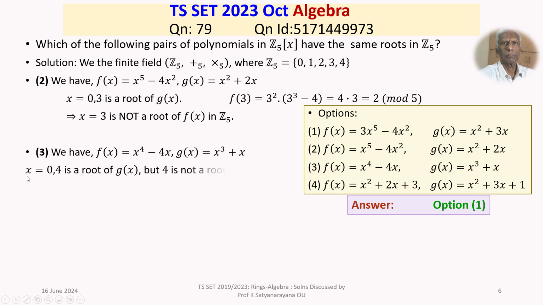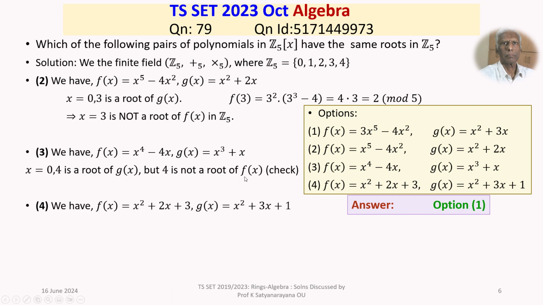This will imply x is equal to 0 and 4 are the roots. So, if you substitute x is equal to 4, it will be 4 cube, which is 64, plus 4, that is 68. But 4 is not a root of f of x. You substitute: 4 cube is 64 plus 4 is 68, and 68 modulo 5 is 3, which is not 0.